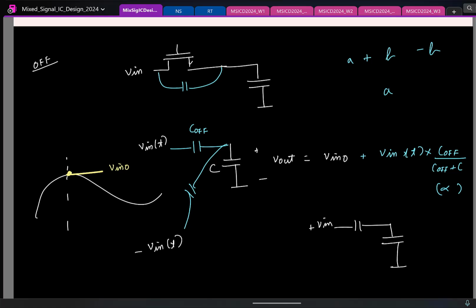Now it turns out not only when it is on or off, even when the transistor is going from on to off, you can have some issues, and that is a bit more serious than the off capacitance. So let's look at that. Let's say I have a normal switch like this. This is the input. Let's say this is transistor M1C.